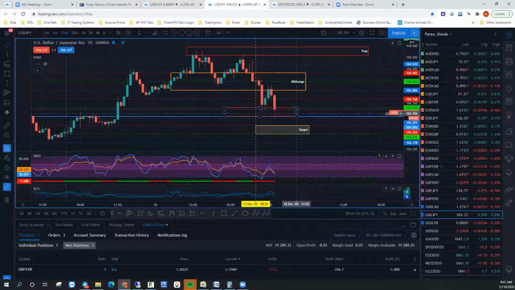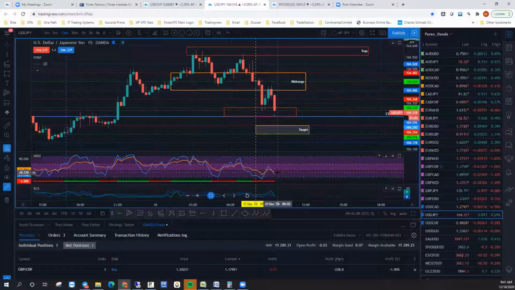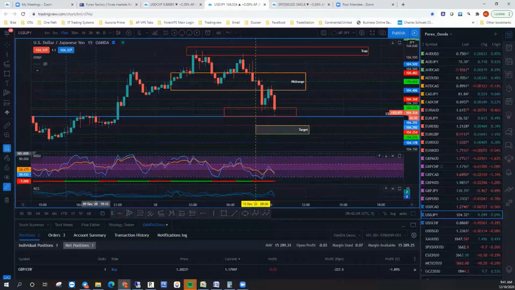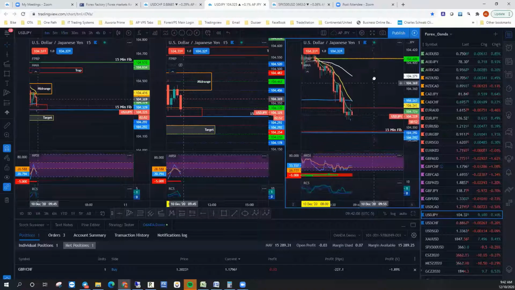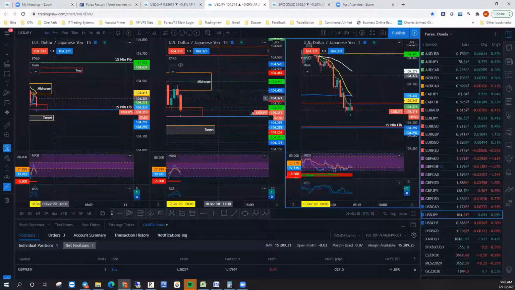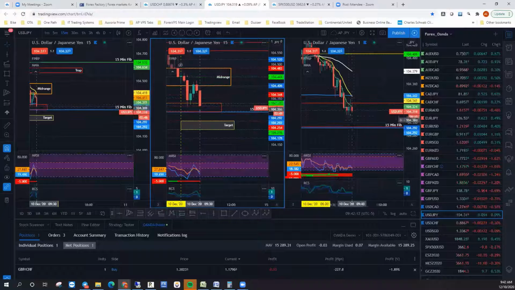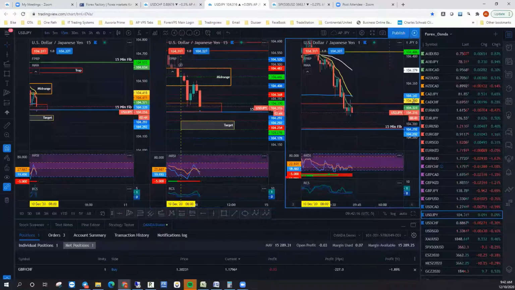Here is our trap area. I'd like to see this come up on a lower time frame and start moving in the other direction. It's not quite there yet. Let's go into our 1 minute chart or a 5 minute chart and see where the pullback may come. Right now they're still pointing down.